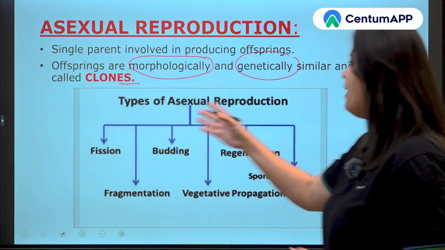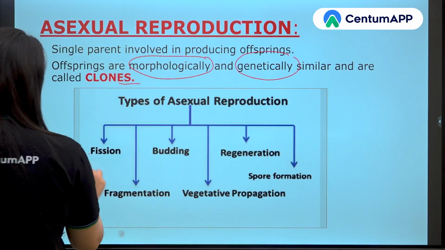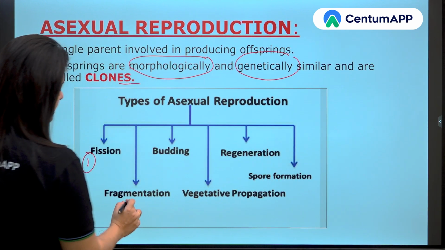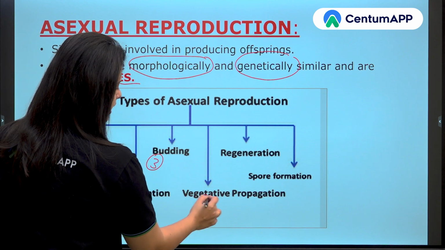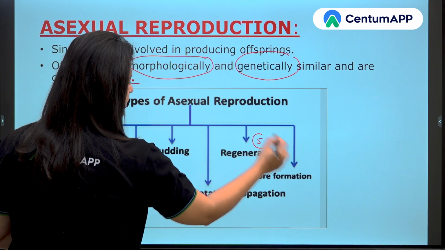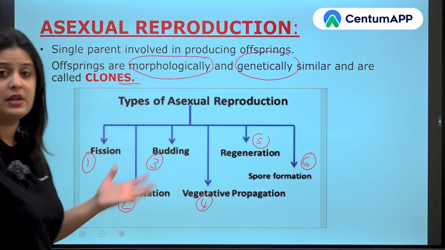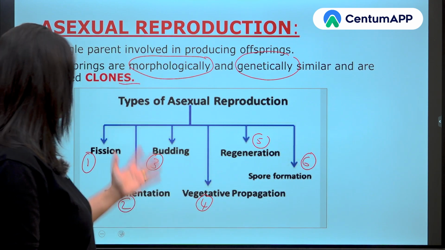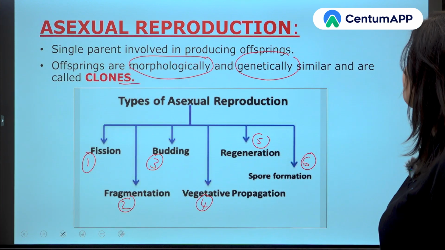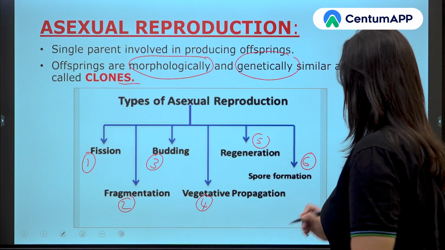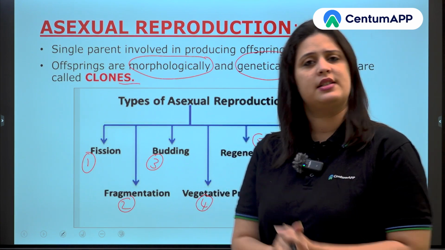The types of asexual reproduction are fission, fragmentation, budding, vegetative propagation, regeneration, and spore formation. These are the different types of asexual reproduction. I repeat again: fission, fragmentation, budding, vegetative propagation, regeneration, and spore formation. We'll see each of these in detail with related examples.